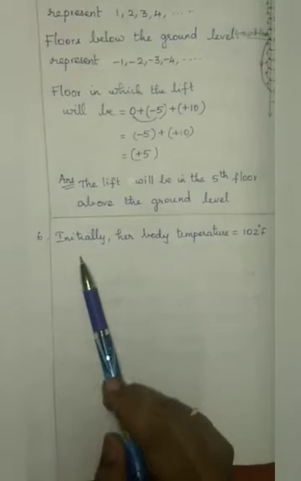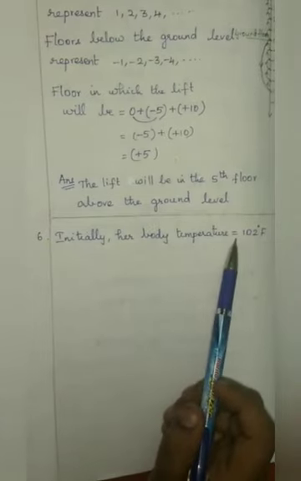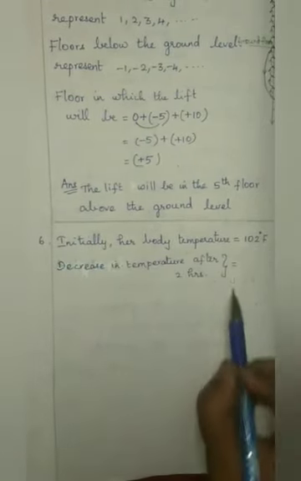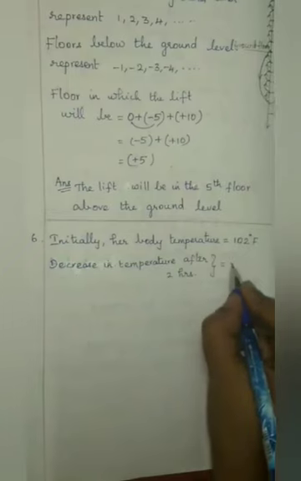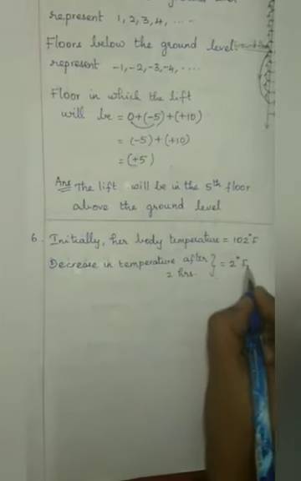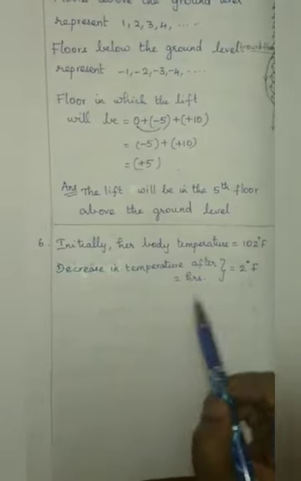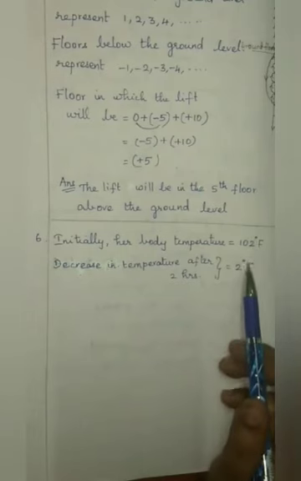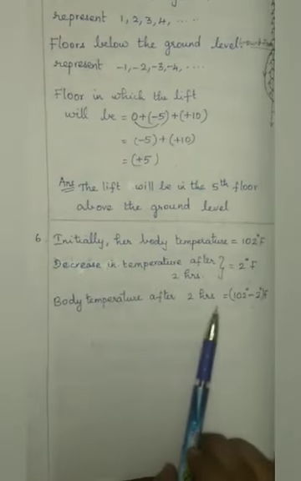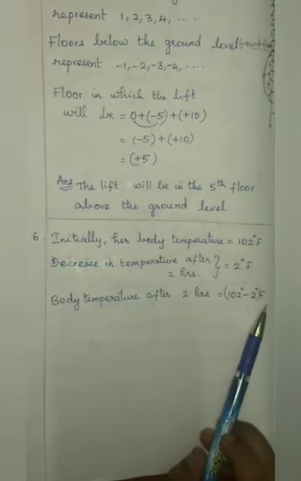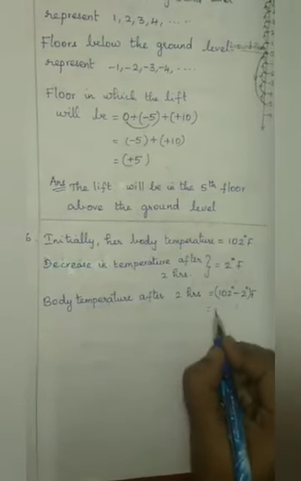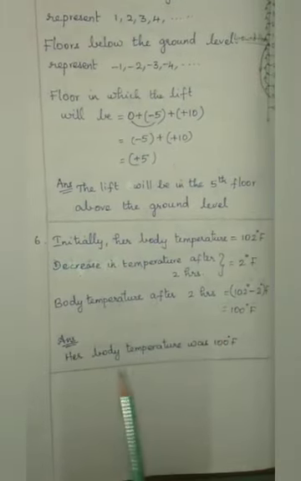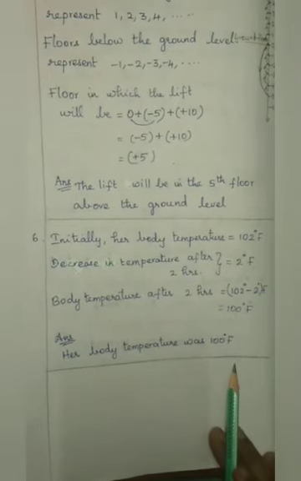Sixth problem solution. Initially her body temperature is equal to 102 Fahrenheit. Decrease in temperature after 2 hours: 2 degrees Fahrenheit. So to find the temperature after 2 hours, we have to subtract this 2 degrees Fahrenheit from 102 degrees Fahrenheit. Body temperature after 2 hours is equal to 102 degrees minus 2 degrees Fahrenheit. So when you subtract, what will you get? 100 degrees Fahrenheit. Answer: her body temperature was 100 degrees Fahrenheit.